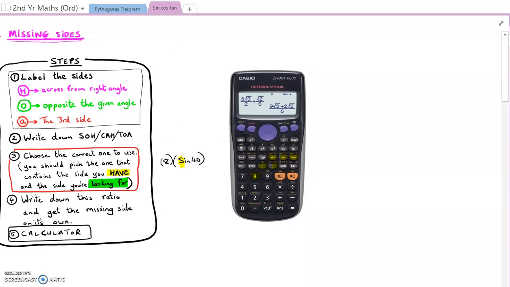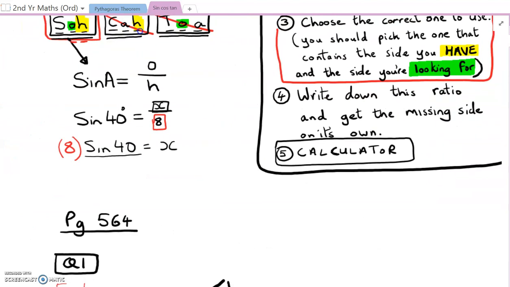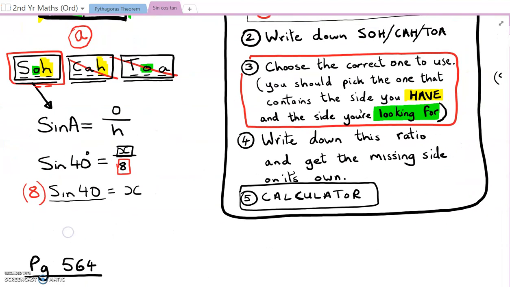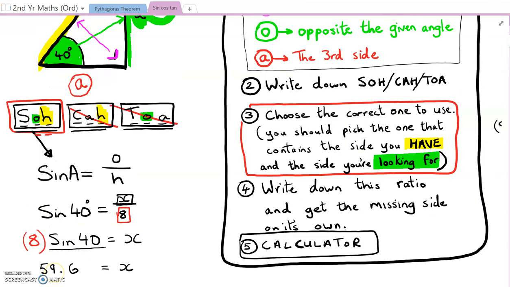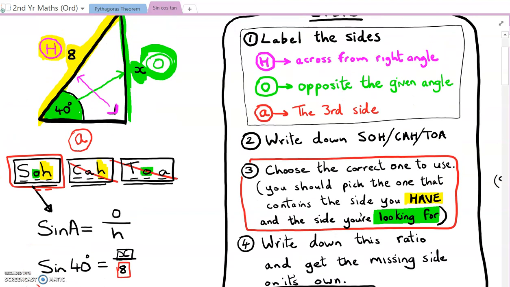And when you type that into the calculator, you will get 5.96 equals X. Oh, sorry, I put the decimal in the wrong place. It is 5.96. And if they wanted that to the nearest whole number, we would say 6. So now we know that this side up here, this X, is actually 6.